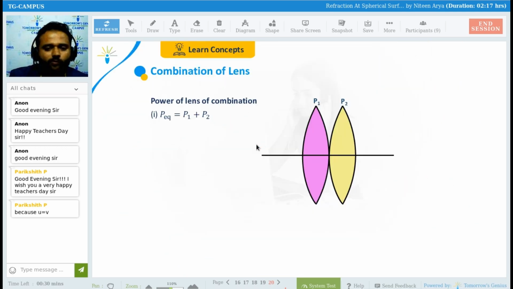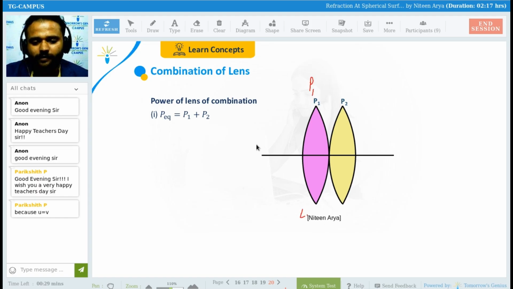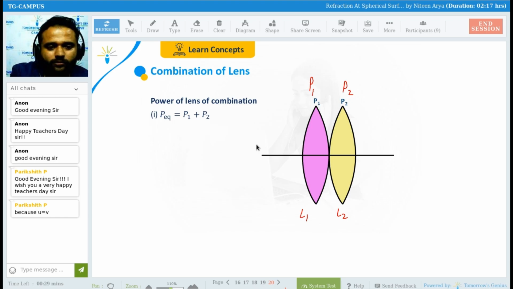Clear? Now moving ahead, this is the combination of lenses, and in the combination of lenses the equivalent power is directly the summation. Nothing more you need to do. If you have power P1 of lens L1 and power P2 of lens L2, and they are put together, then with the sign convention you can find it.